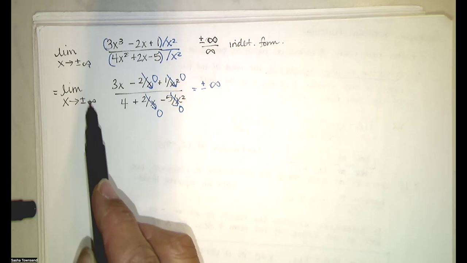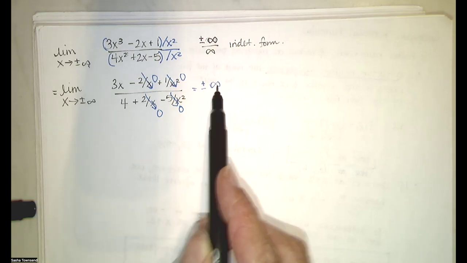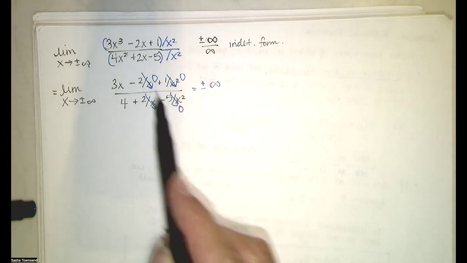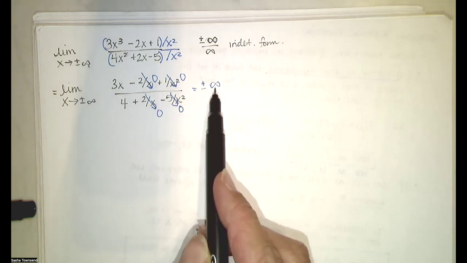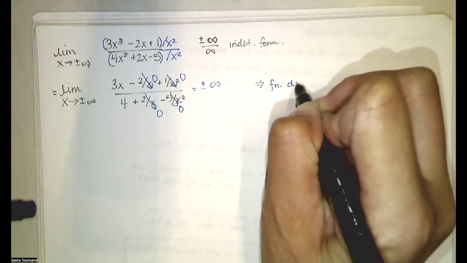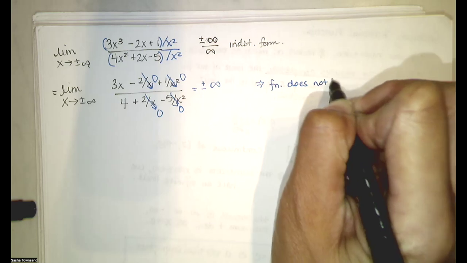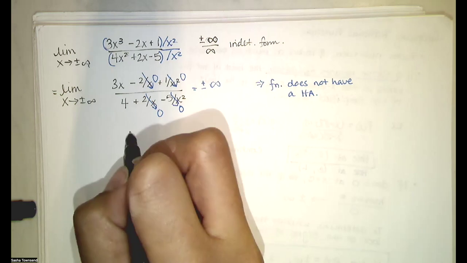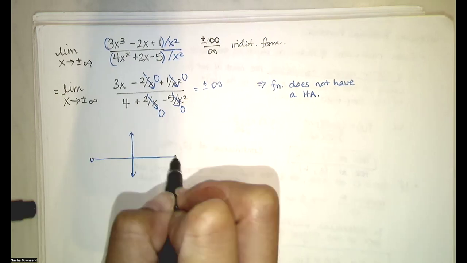So as x goes to positive infinity, the answer is positive infinity. As x goes to negative infinity, the limit is negative infinity. And in this case, the function does not have a horizontal asymptote.